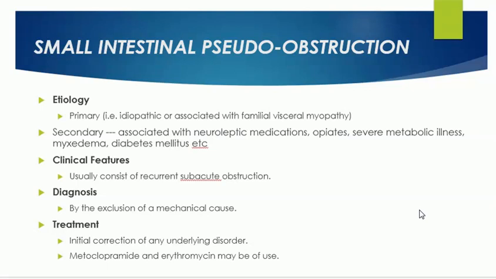Obviously, initial correction of any underlying disorders. If any disorder or factor is associated with this pseudo-obstruction, that must be addressed and corrected. Metoclopramide in the form of Maxolon, and similarly erythromycin, a macrolide antibiotic which increases intestinal motility, may be used in these patients with small bowel pseudo-obstruction.